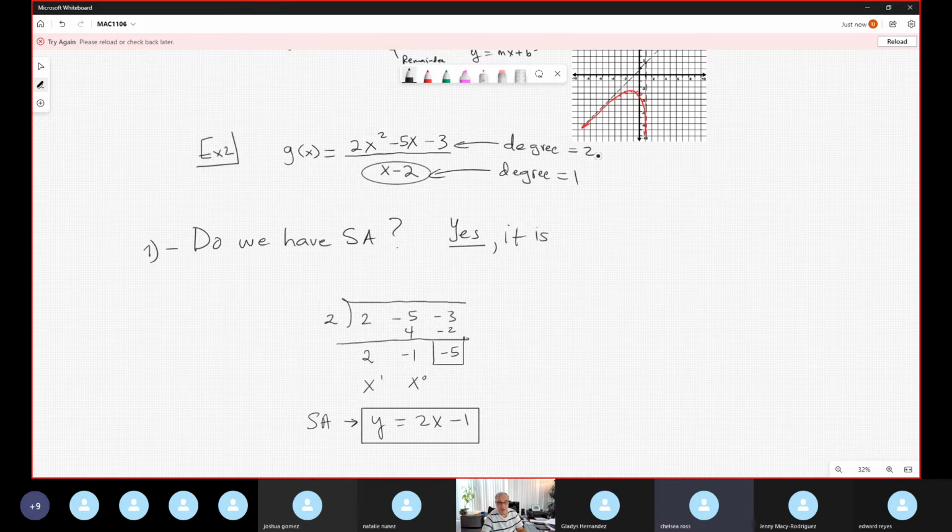In my opinion, the function g we can decompose as 2x minus 1, which is the slant, plus the remainder, minus 5, divided by the divisor, x minus 2. The contribution for the first part is the slant asymptote, and the contribution for the bottom part is the vertical.